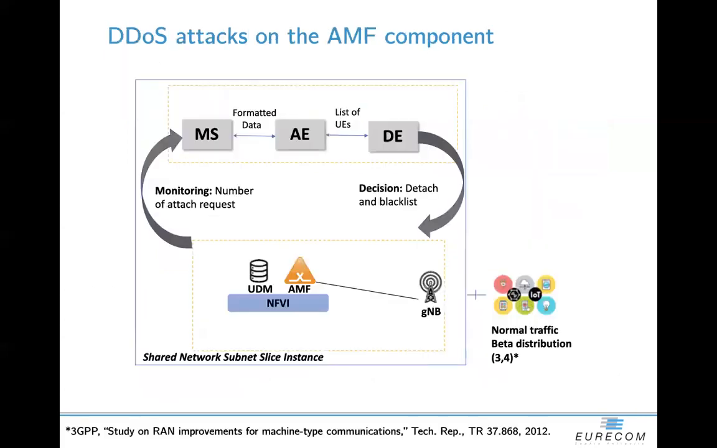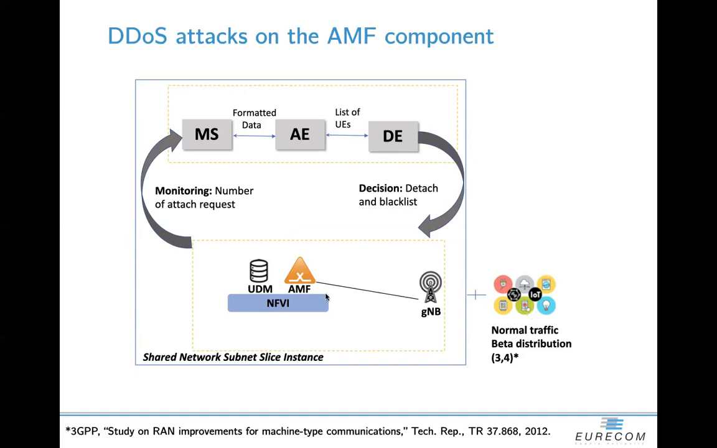So this is the high-level picture of the demo you will see in this video. It represents a slice where we have shared components here, which is the core network, and the radio part, which is composed of IoT devices. We assume that there is a high number of IoT devices, and all the IoT devices are generating traffic which follows a normal traffic Beta distribution, which corresponds to the specification provided by 3GPP in this document.